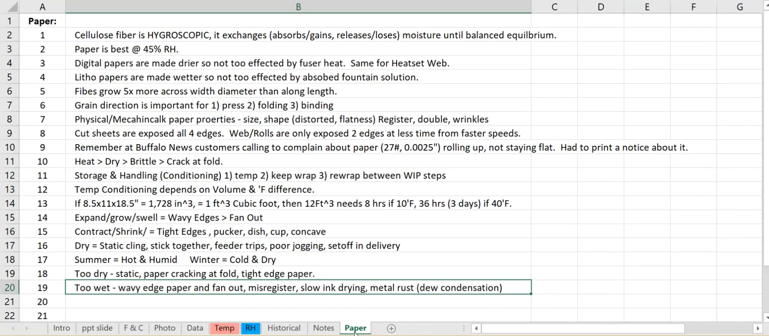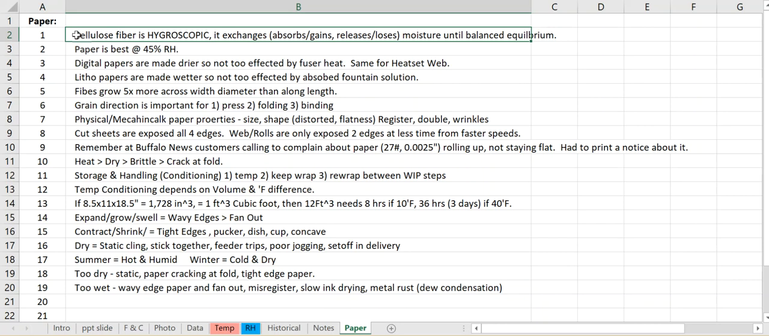Now let's talk about the effect it has on paper. Paper is made out of cellulose fiber, which is hygroscopic, which means it's going to exchange moisture with its surrounding environment, the air. That exchange can absorb or gain, or it can release and lose, and it does that until it reaches a balance or an equilibrium. Hopefully, the paper is at 45% relative humidity, and that's the environment we want to be in.